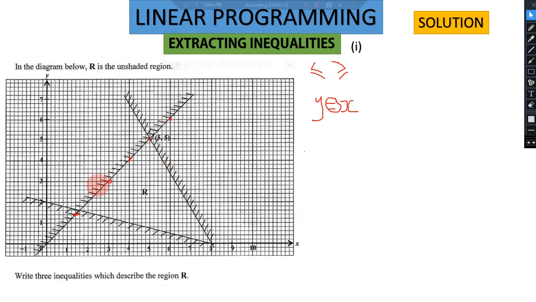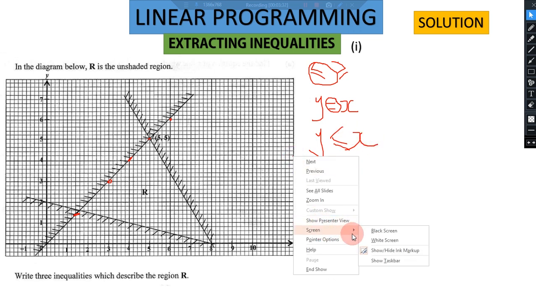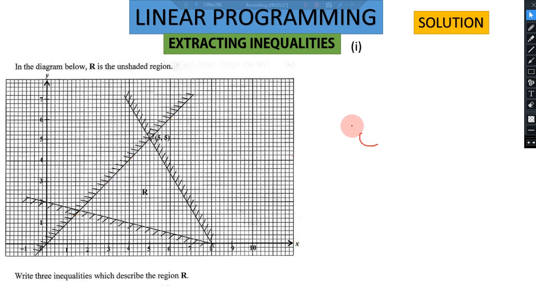look at where it is shaded. This line has been shaded above. Okay, so meaning below here it is less than. So we're going to say y less than or equal to x. So that is our inequality. Okay, so make sure you are following there. Our first inequality is just y less than or equal to x.